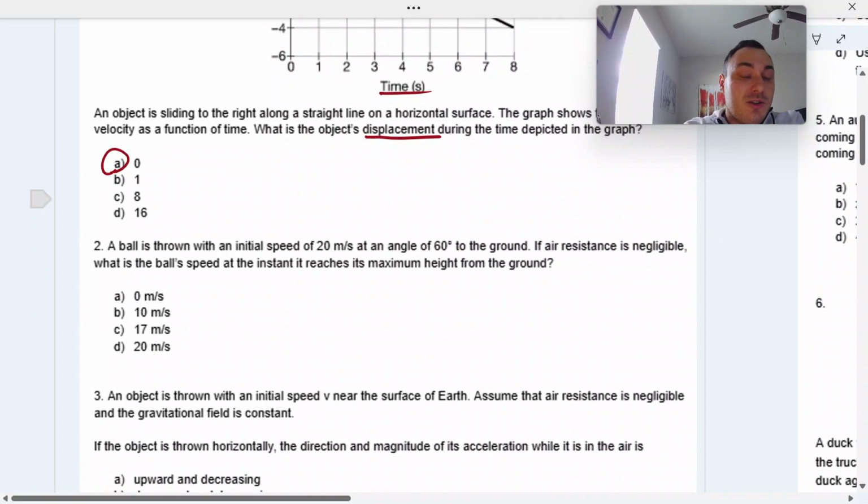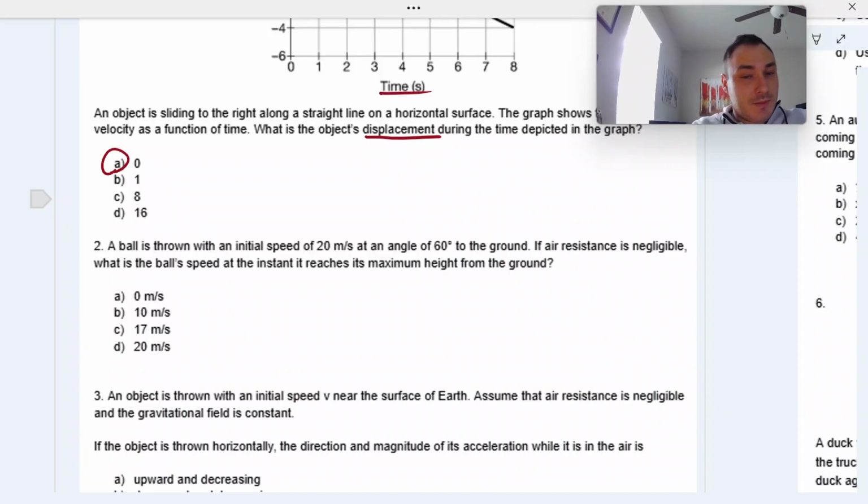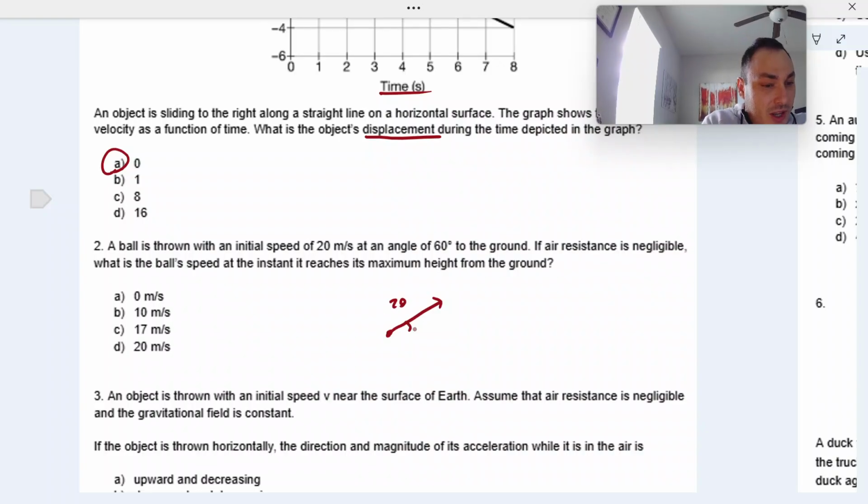2. A ball is thrown with an initial speed of 20 meters per second at an angle of 60 degrees to the ground. If air resistance is negligible, what is the ball's speed at the instant it reaches its maximum height from the ground? So when I do physics problems, I love to make simple figures to show me what's happening. I really think it's important to visualize the problems correctly. And for me, that involves drawing. So what do we have? We have a ball. It's being launched at 20 meters per second at an angle of 60 degrees. And it's going to make an arc because this is projectile motion. And we're trying to find the speed right when it reaches the apex of its flight.